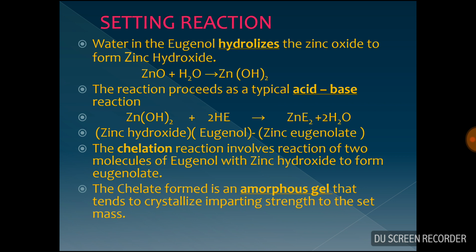Setting reaction. Zinc oxide on hydrolysis forms zinc hydroxide, that is, water in the eugenol hydrolyzes the zinc oxide to form zinc hydroxide. The reaction is a typical acid-base reaction in which eugenol is an acid and zinc hydroxide is a base. Here, water acts as an accelerator. This is an autocatalytic reaction. The chelation reaction involves the reaction of two molecules of eugenol with zinc hydroxide to form zinc eugenolate. The chelate formed is an amorphous gel that tends to crystallize, imparting strength to the set mass.